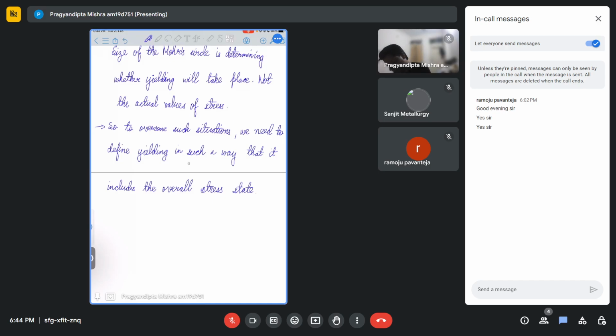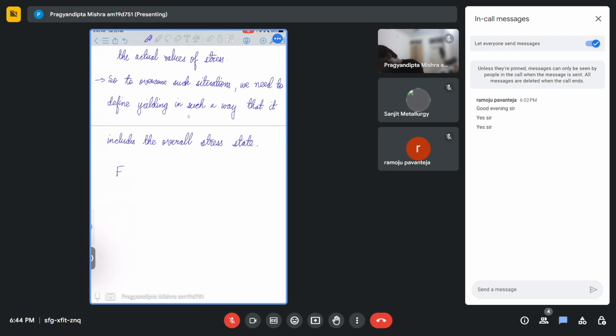Okay, so essentially we have to write some function f for sigma x, sigma y, sigma z, tau xy, tau yz, tau zx to be equal to 0. Or not 0 exactly, let's say some c dash. Some function which is equal to c dash. We have to equate it, and this c dash is something related to the yield value, while this function is giving us the overall stress state in some form.